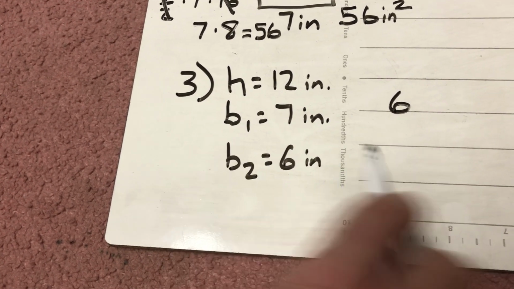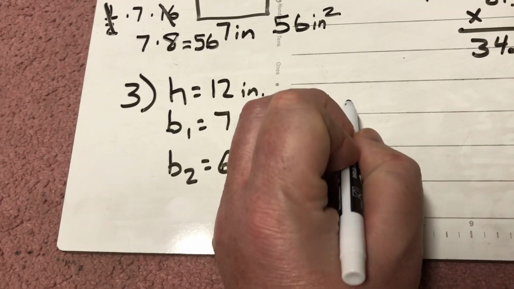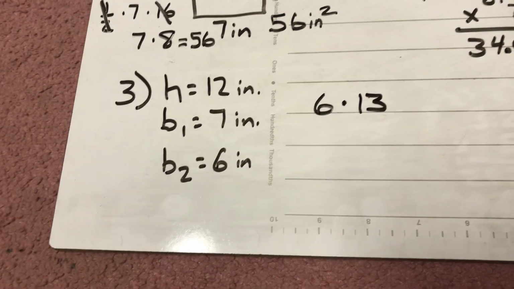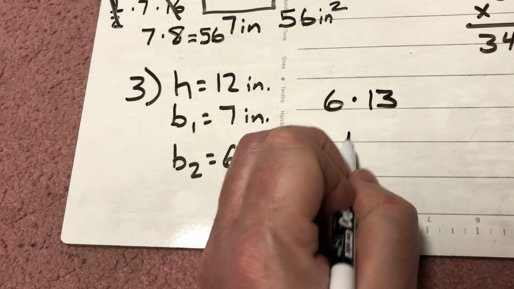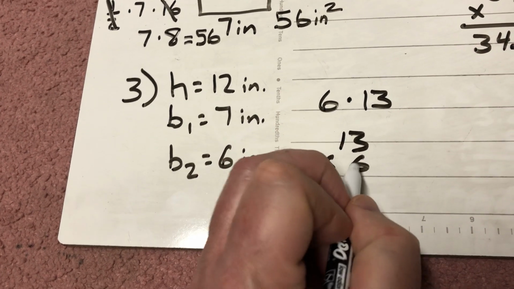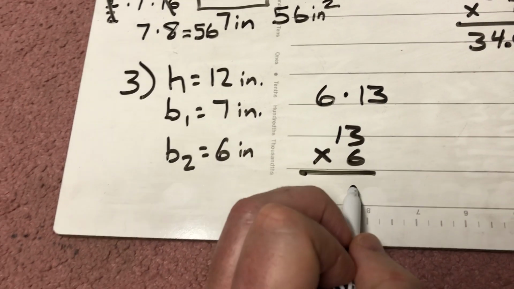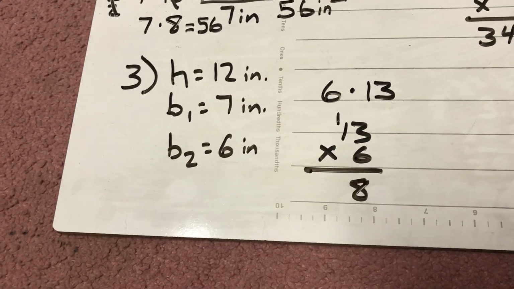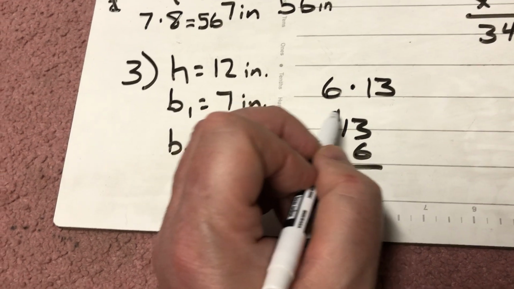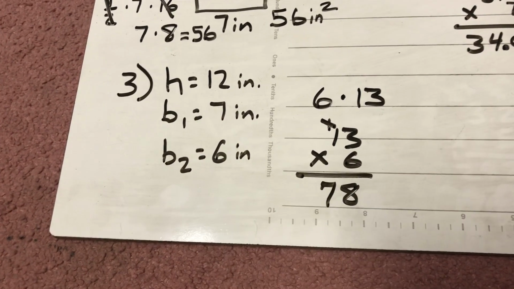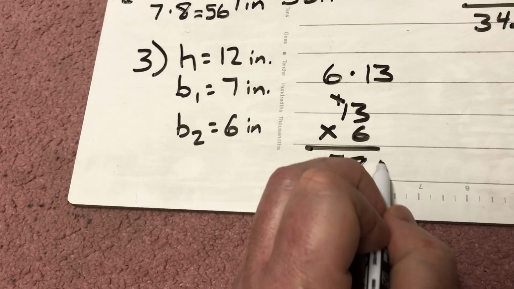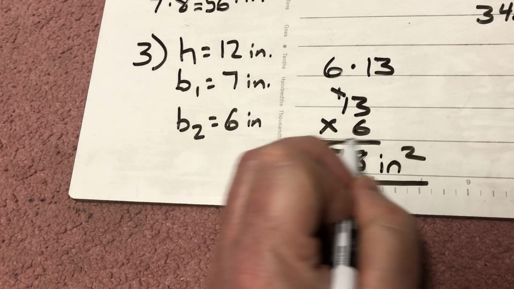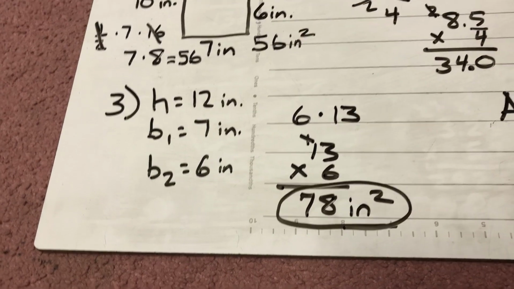Well, 7 plus 6 is 13. So that gives me 6 times 13. That's not a hard multiplication problem. Might be a little scratch work, but 6 times 3 is 18. Put the 8 down, carry the 1. 6 times 1 is 6, plus 1 is 7. My final answer, 78 square inches.